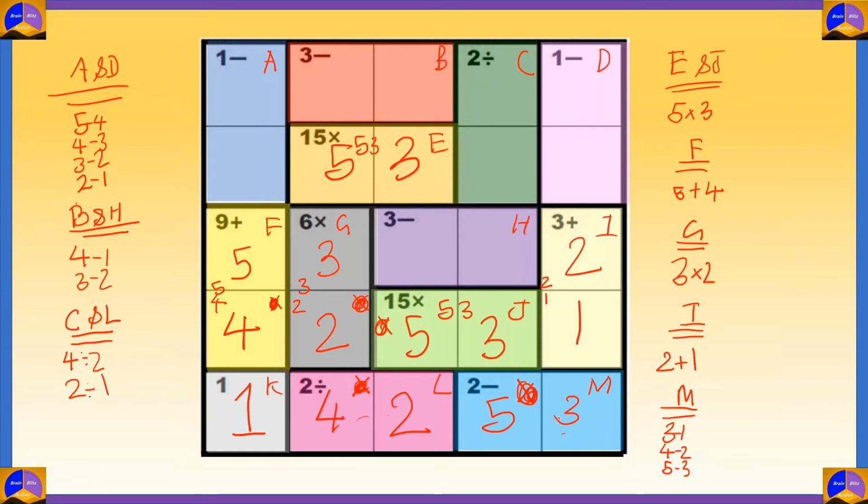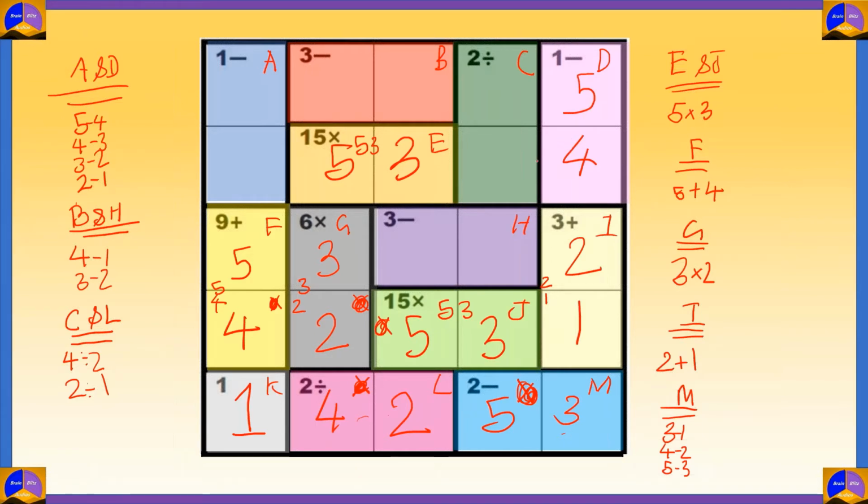Now let's look at this column. In this column 1, 2 and 3 are filled out. The remaining numbers are 4 and 5. Now 5 can't come over here because then it will repeat 5 in the same row. So over here 4 will go and on the top 5.